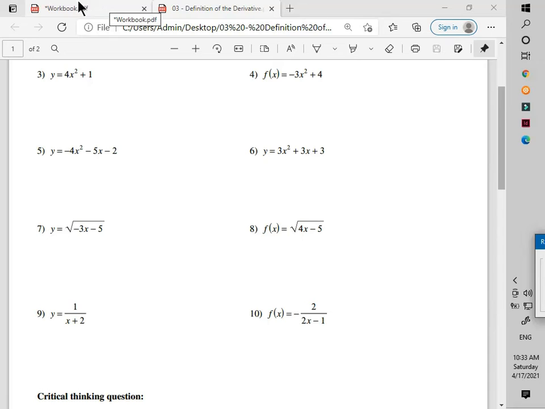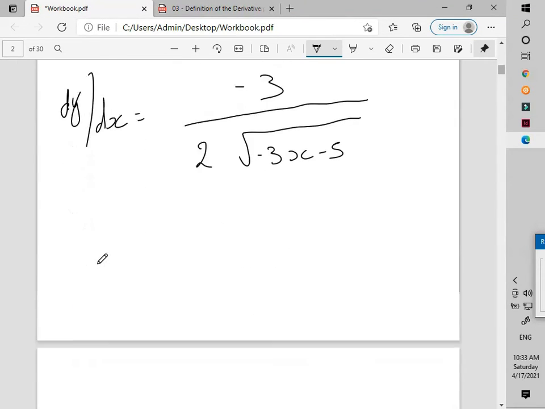Number 8, f of x is equal to root of 4x take 5.